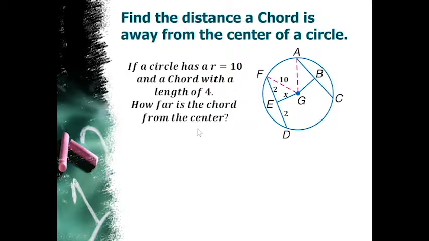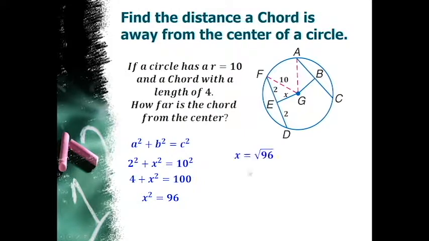So now what we're going to do is use the Pythagorean theorem in here to find out how far away G is from FD. We're going to set it up: a squared plus b squared equals c squared. My two legs are 2 and x. My hypotenuse is 10. And we would go through the steps of solving this using the Pythagorean theorem.